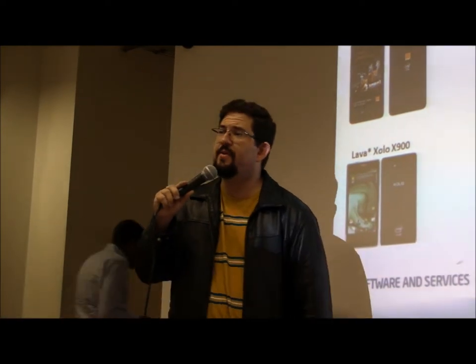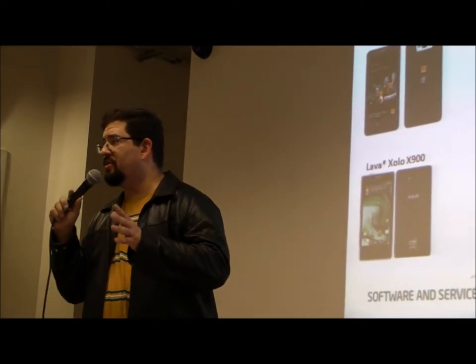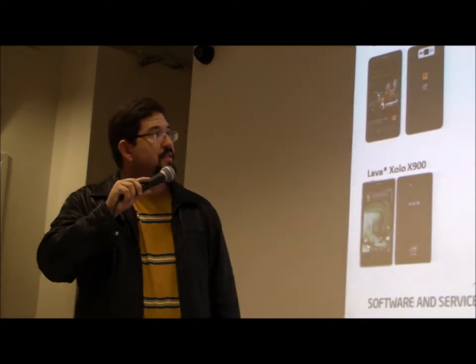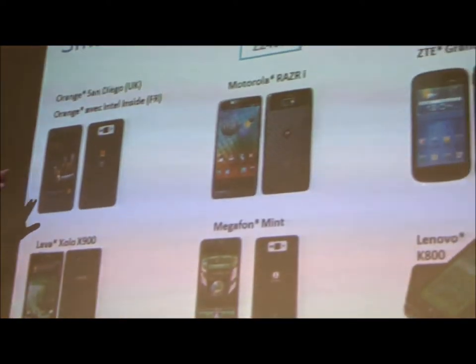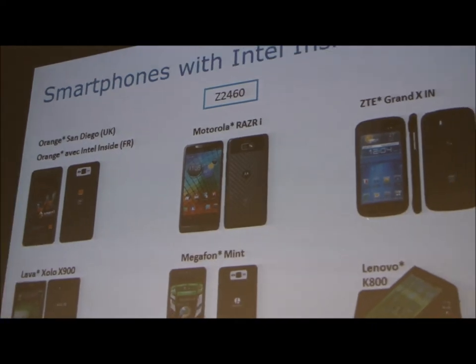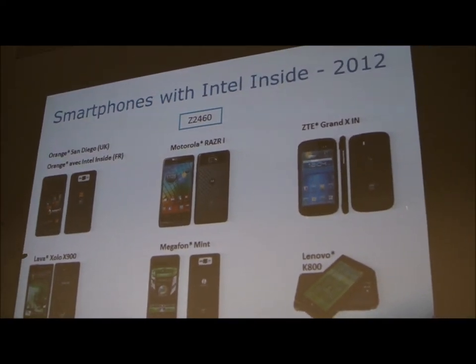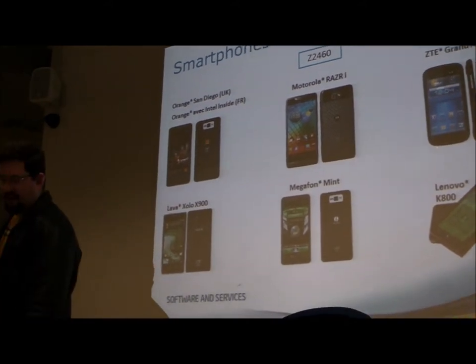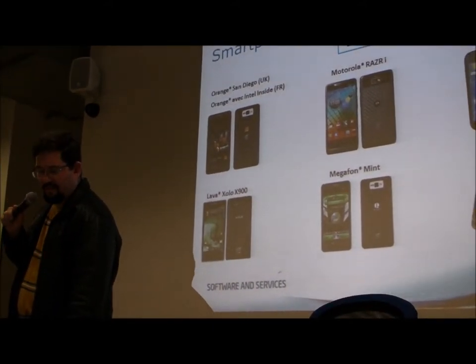So here are some of the smartphones that have been available. Some of them are available in Europe and in Asia and other parts of the world. These are, for instance, the Motorola Razr i, which is well known. Lenovo has made several. Holmlund in France and the western part of Europe has been integrating our processors into their smartphones.